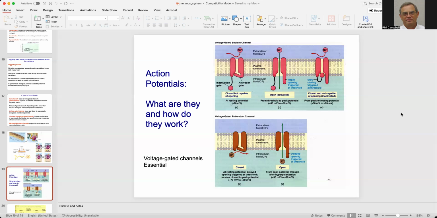That's going to really induce a rapid depolarization. It goes to 0, it goes past 0, and it goes to plus 30 millivolts. At this point, the voltage-gated channels for sodium close. Right? At this point, at plus 30 millivolts, the voltage-gated potassium channels open.